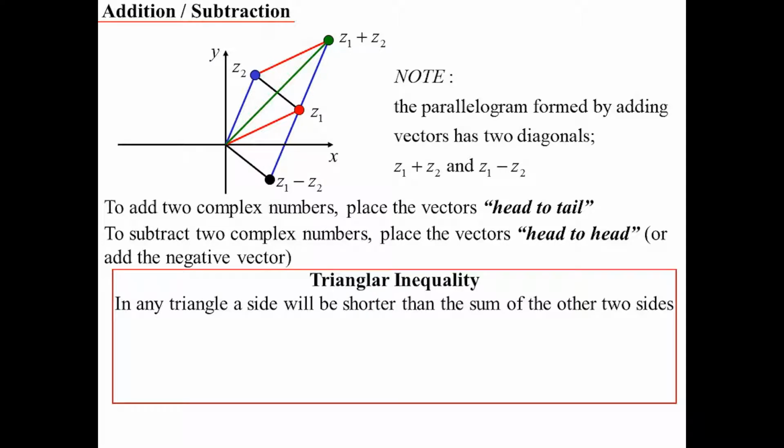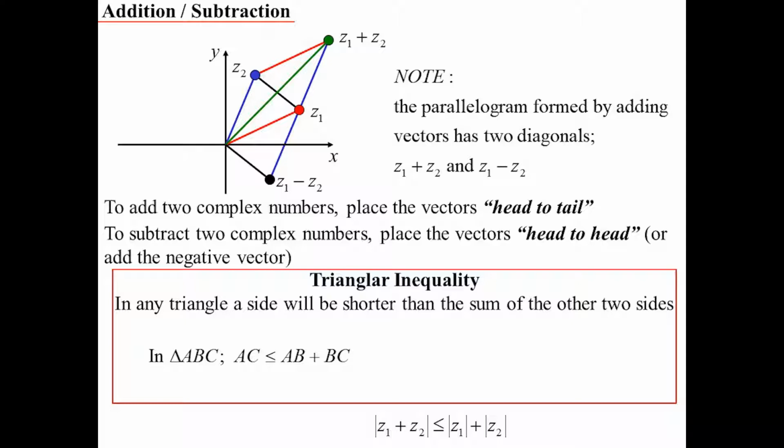The triangle inequality is an important little result, and it's a simple idea. If you've got a triangle, any side has to be shorter than the sum of the other two sides, because the shortest distance between any two points is a straight line. So if I have a triangle ABC, I know that AC is always going to be less than AB plus BC.